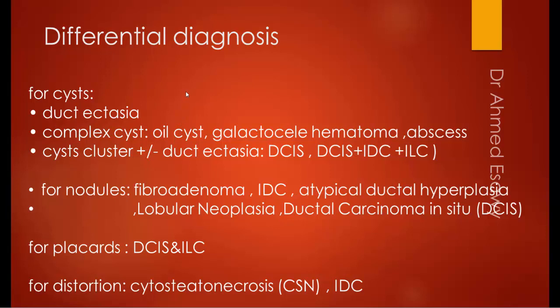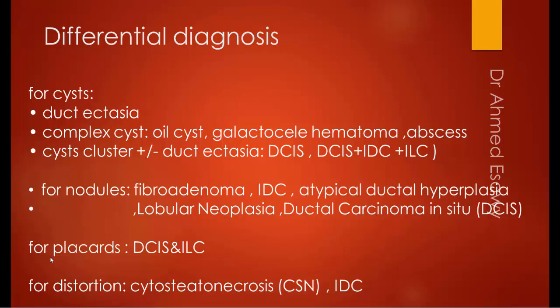Differential diagnosis of fibrocystic change in ultrasound. For cyst, differential diagnosis is duct ectasia. For complex cyst: oil cyst, galactocele, hematoma, abscess. For cyst in cluster with or without duct ectasia, differential diagnosis is ductal carcinoma in situ, ductal carcinoma in situ plus invasive ductal carcinoma, invasive lobular carcinoma. For nodules in fibrocystic change, differential diagnosis is fibroadenoma, invasive ductal carcinoma, atypical ductal hyperplasia, lobular neoplasia, ductal carcinoma in situ. For radial scar, differential diagnosis is ductal carcinoma in situ, invasive lobular carcinoma.